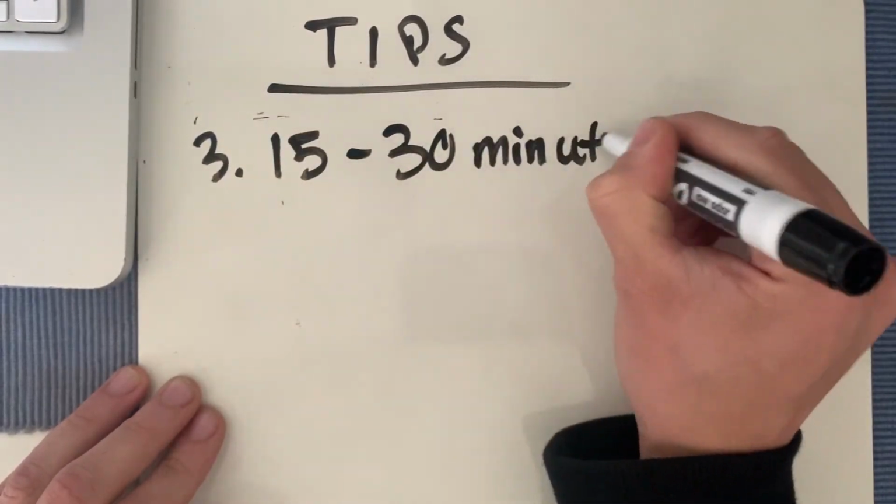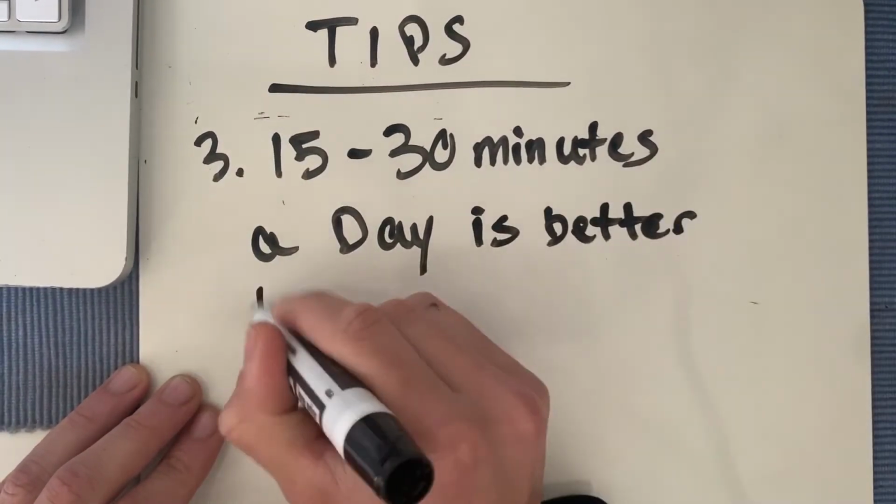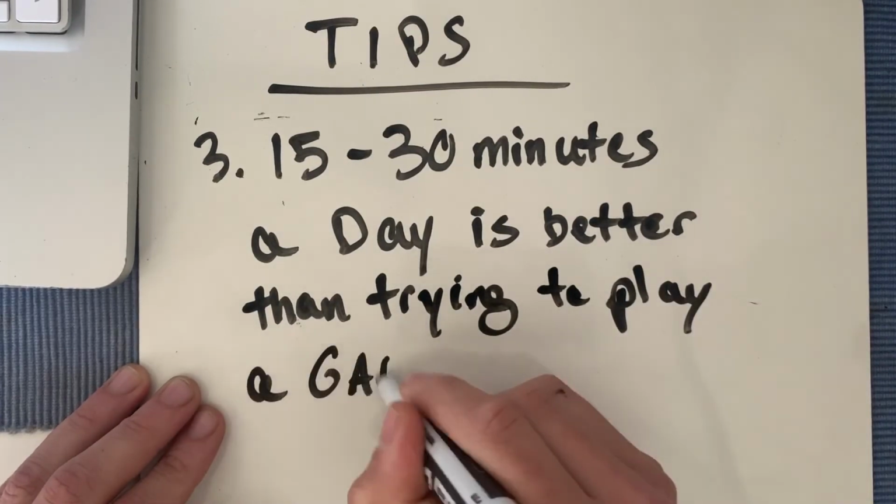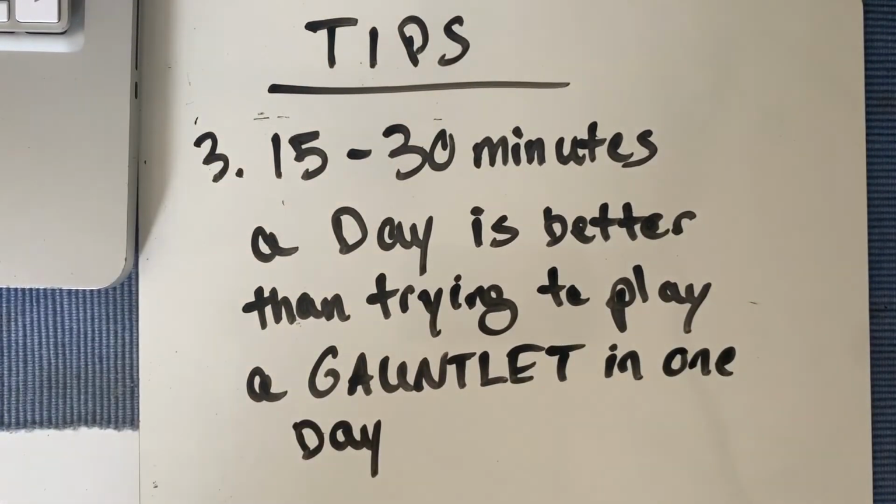Speaking of, it's better to do it for about 15 to 30 minutes a day rather than trying to play a whole gauntlet in one sitting. Trying to play an entire gauntlet in one sitting is usually a recipe for going crazy. So take it slow. It's better to do a little bit every day.